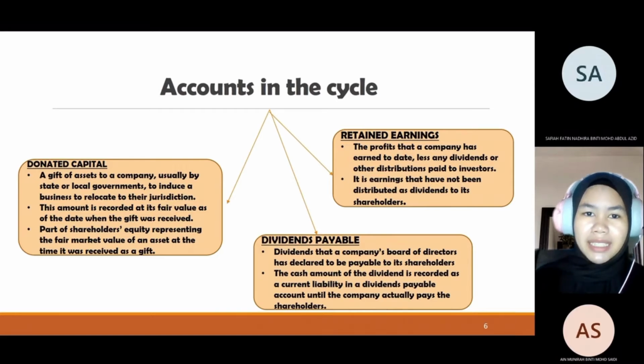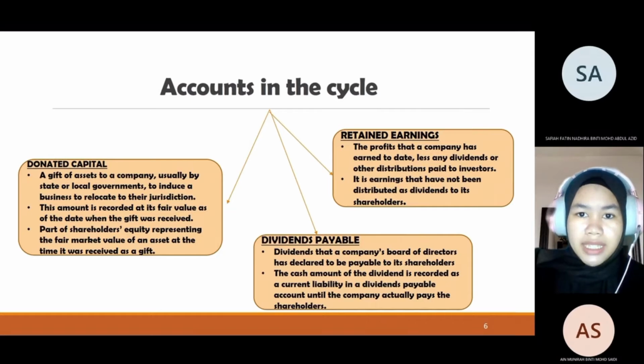We move to the other account, which is donated capital. Donated capital is assets given to a company as a gift. Usually, this asset is given by another company or state and local government to induce a business to relocate to their jurisdiction. This amount is recorded at its fair value as of the date when the gift was received and presented as part of the shareholders' equity. For example, a manufacturing facility received a parcel of land as a gift from a local community when the business agreed to construct a facility there.